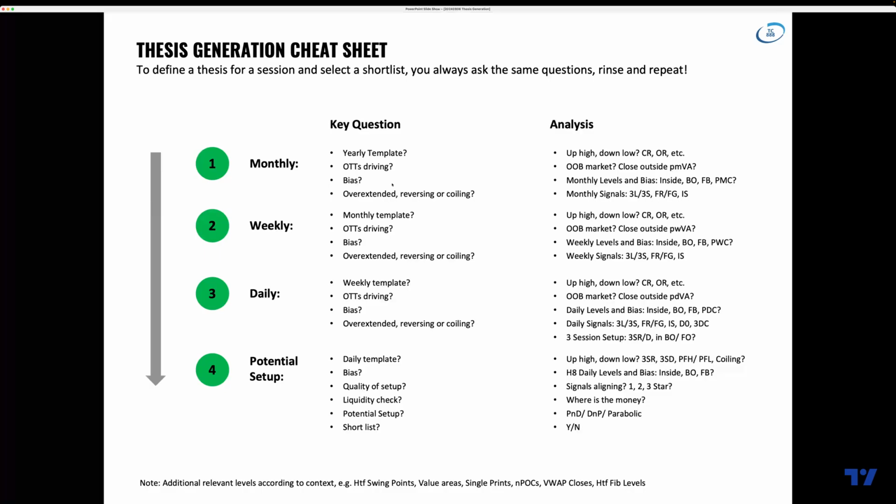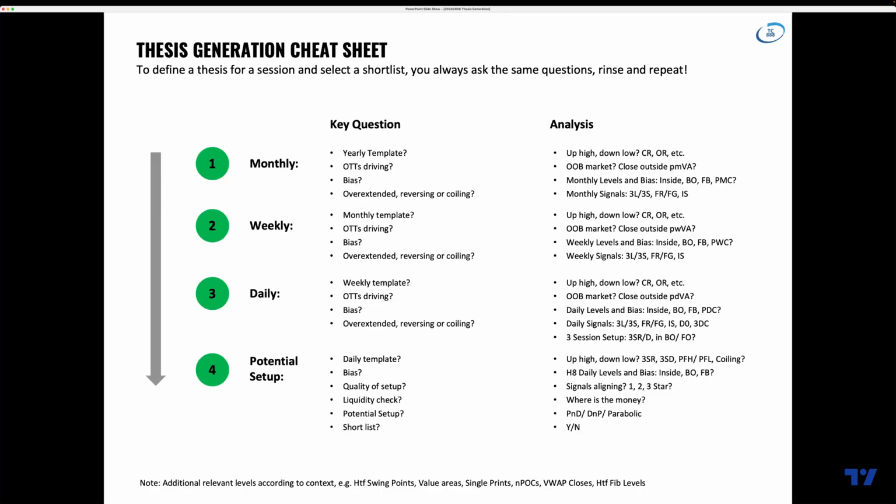The next one is bias. I look at the monthly levels. So where is the last monthly level? Are we in breakout? Are we inside the last month? Or did we do a false break? Where is previous month's close? So I mark these relevant levels and just keep them on the chart.